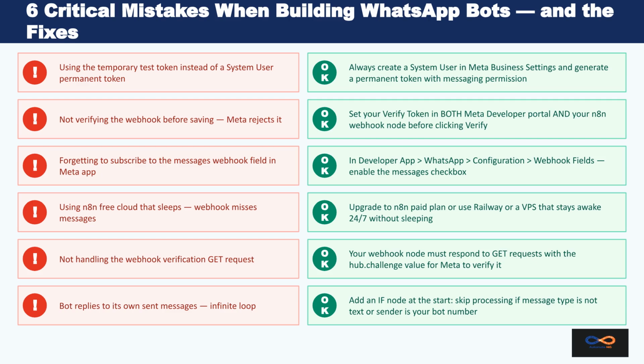Using the temporary token is the most common. It expires in 24 hours and kills your bot. The webhook verification failure is the second most common. Both Meta and n8n need the same verify token.